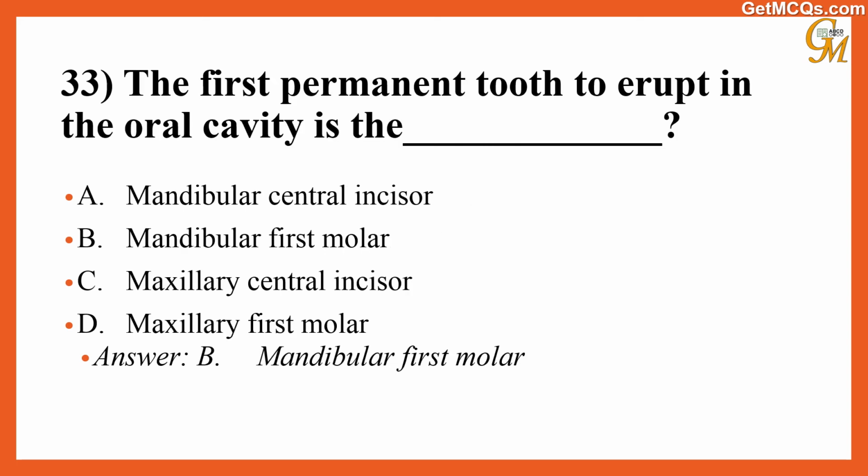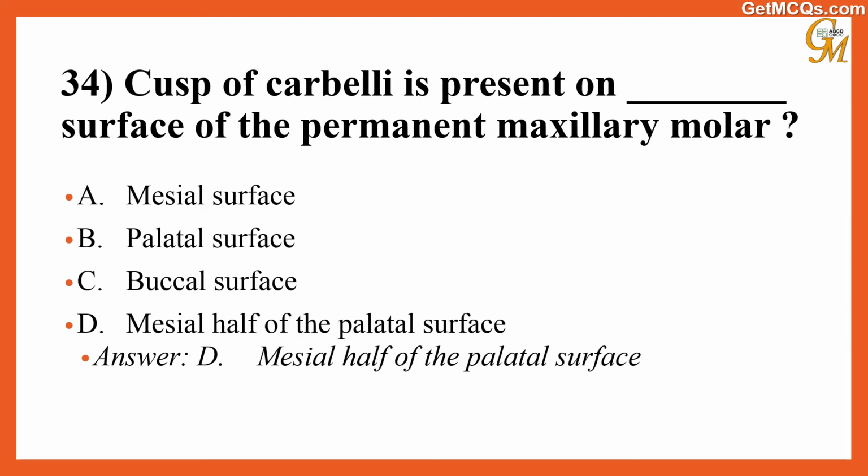33. The first permanent tooth to erupt in the oral cavity is the? Answer: B. Mandibular first molar. 34. Cusp of Carabelli is present on surface of the permanent maxillary molar? Answer: D. Mesial half of the palatal surface.